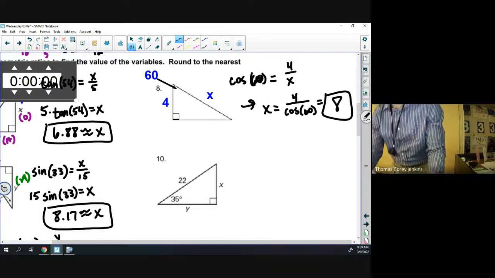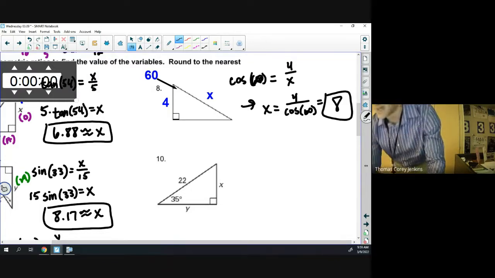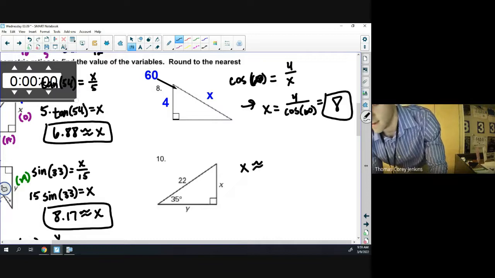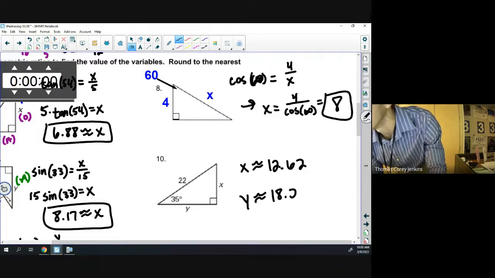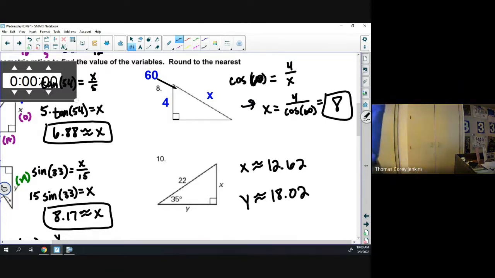And then your answers for the other two, and I would encourage you to do these for homework if you didn't get them done or you got them wrong, would be x is 12.62 and y is 18.02. Okay, and again, let that be your homework. If you didn't get done with either one of those, look at them, kind of learn them. There are some fun word problems on the back where you can look at some examples I did. You can try them, see what you can do, but you don't have any official homework, okay?